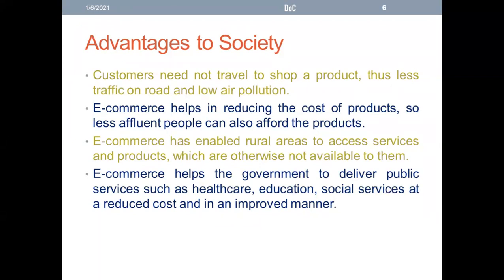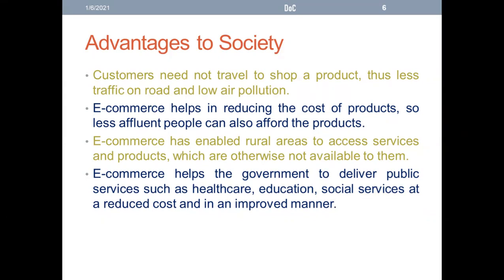E-commerce is also expanding throughout the rural areas as well. So people who live far away from the cities can get to know about new products. And considering citizens, e-commerce helps governments to deliver public services, right?